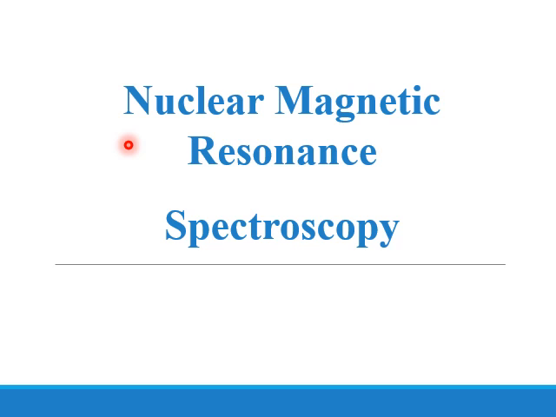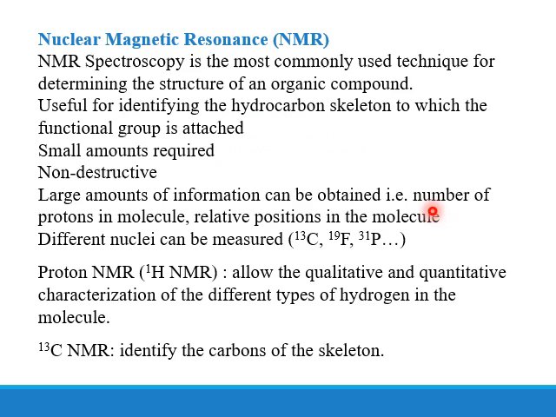Okay, guys, your second section of this week's class is about NMR, nuclear magnetic resonance spectroscopy. NMR spectroscopy is the most commonly used technique for determining the structure of an organic compound, useful for identifying the hydrocarbon skeleton to which the functional group is attached. Usually we have two common types of NMR, proton NMR and carbon NMR. In proton NMR, you can find some qualitative and quantitative characterization of the different types of hydrogen in the molecule. And in carbon NMR, you can identify the carbons of the skeleton.